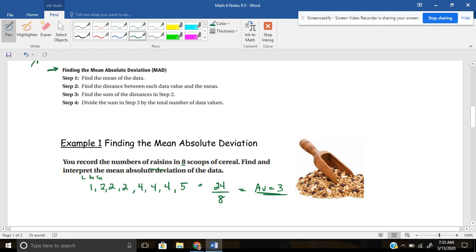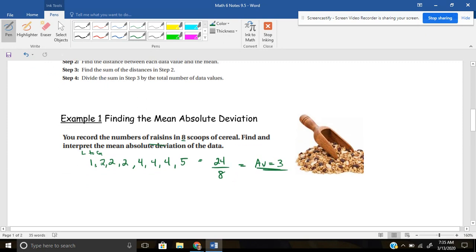Okay. Now, what I'm going to do is find the distance between each data value and the mean. So in other words, I'm saying, how far away is each one of these points from 3? Well, 1 is 2 away from 3. So this was step 1. Step 2. 1 is 2 away from 3. 2 is 1 away from 3. 2 is 1 away from 3. This 2 is 1 away from 3. 4 is also 1 away from 3. I should have six number ones, because these are all 1 away from 3. And 5 is 2 away from 3.